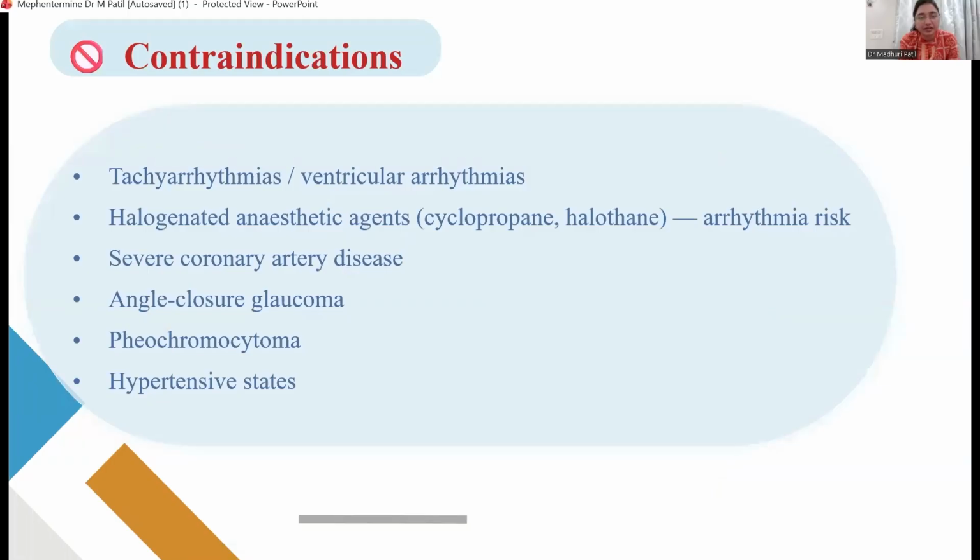Contraindications of mefentermine are in case of tachyarrhythmias and ventricular arrhythmias, halogenated anesthetic agents like cyclopropane and halothane, severe coronary artery disease, angle closure glaucoma, in case of pheochromocytoma and hypertensive states.